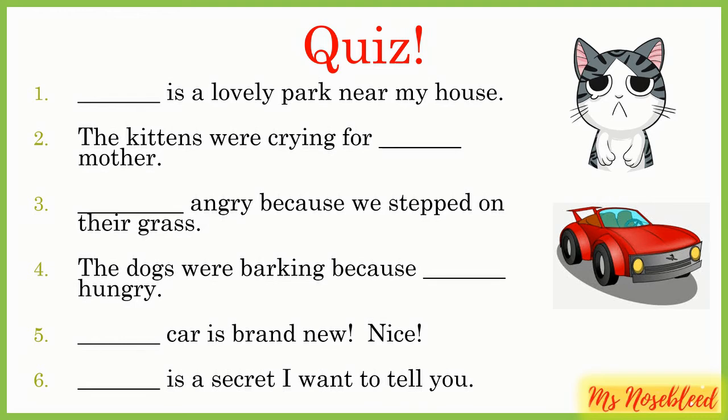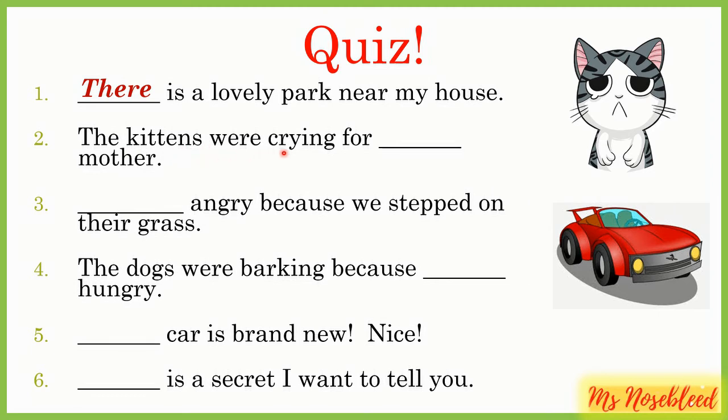Okay, now it's time for a quiz. So let's do this together, okay? Number 1, blank is a lovely park near my house. What do you think? That's right. There. There is a lovely park near my house. T-H-E-R-E. Now let's go to number 2.